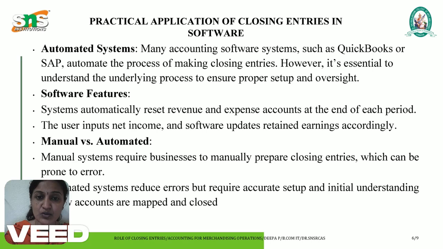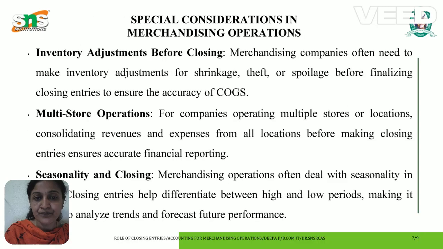Software features. Systems automatically reset revenue and expense accounts at the end of each period. The user inputs net income and the software updates retained earnings accordingly. Manual versus automated. Manual systems require businesses to manually prepare closing entries, which can be prone to error. Software systems reduce errors but require accurate setup and an initial understanding of how accounts are mapped and closed.